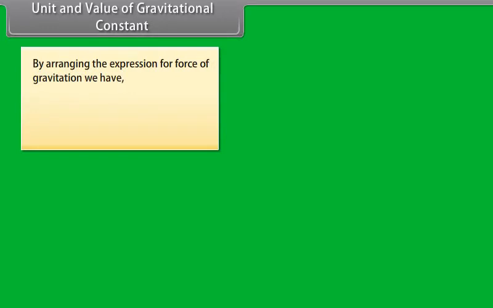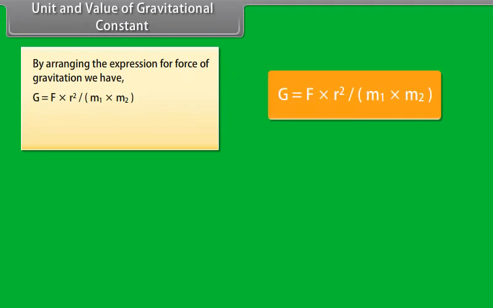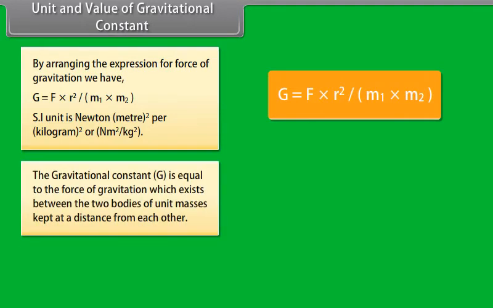Unit and value of gravitational constant. By arranging the expression for force of gravitation, we have G is equal to F into R square upon M1 into M2. The SI unit is Newton meter square per kilogram square, or Newton meter square per kg square. The gravitational constant G is equal to the force of gravitation which exists between two bodies of unit masses kept at unit distance from each other.